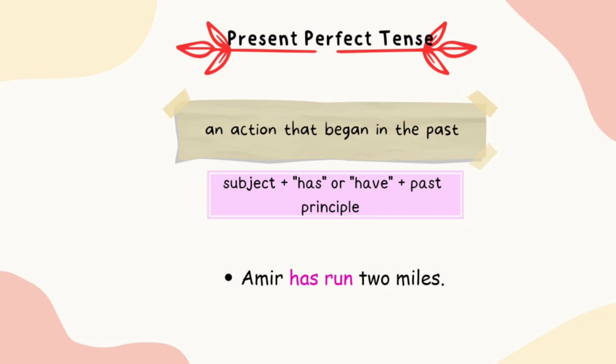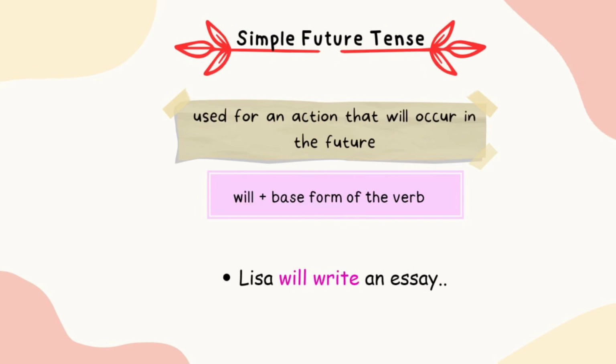Present perfect tense is used for an action that began in the past. Subject plus has or have plus past participle. For example, Amir has run 2 miles. Simple future tense is used for an action that will occur in the future. Will plus the base form of the verb. For example, Lisa will write an essay.